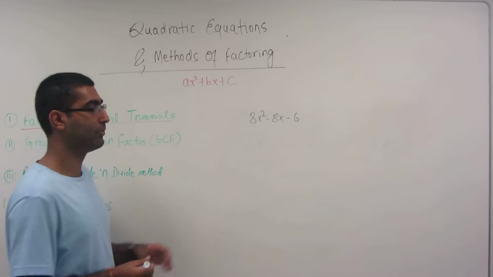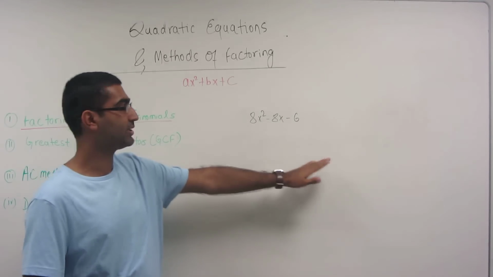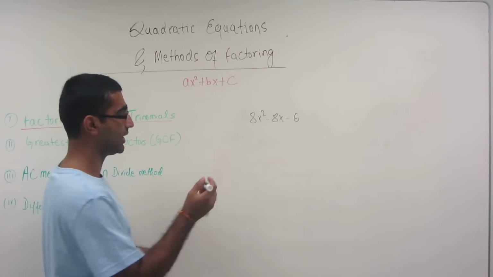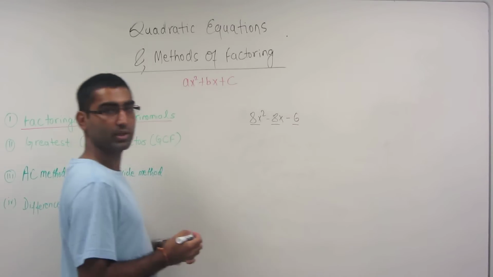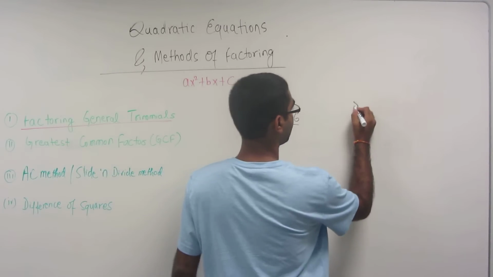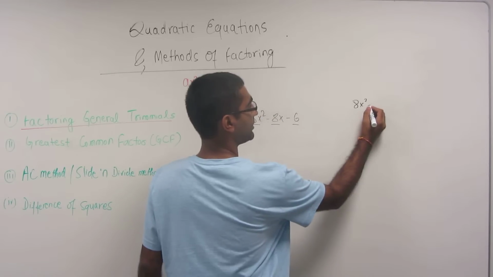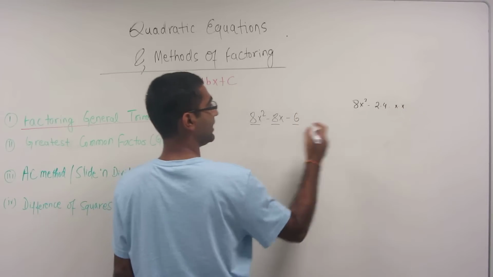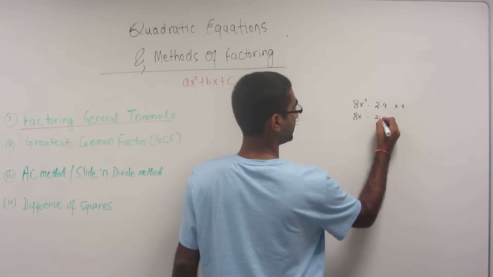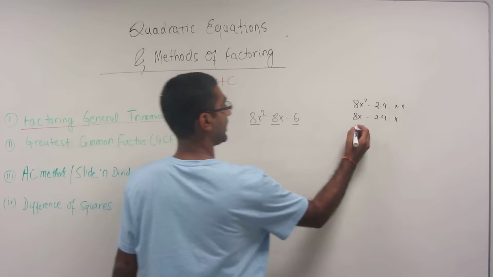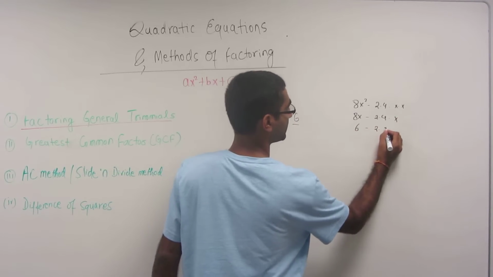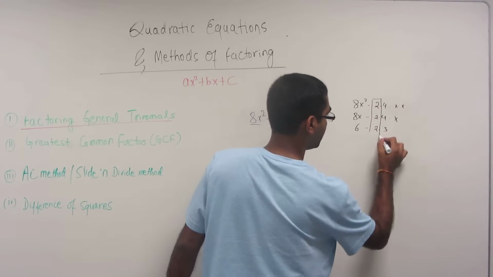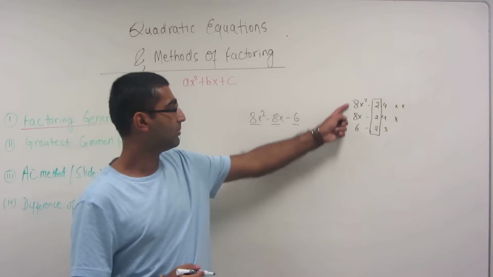Whenever we see a problem like this, when there's a coefficient in front of x squared, the first thing that we need to ask ourselves is, is there anything that's common among the three terms? Alright? So for that, let's break it down. 8x squared, I can write as 2 times 4 x times x. 8x, I can write again as 2 times 4 x, and the constant term 6, I can write as 2 times 3. Now from here, we can see that 2 is common among all these three terms.